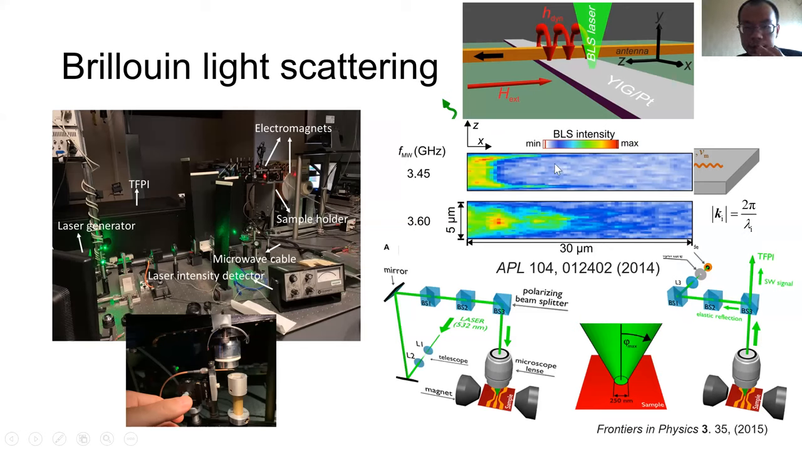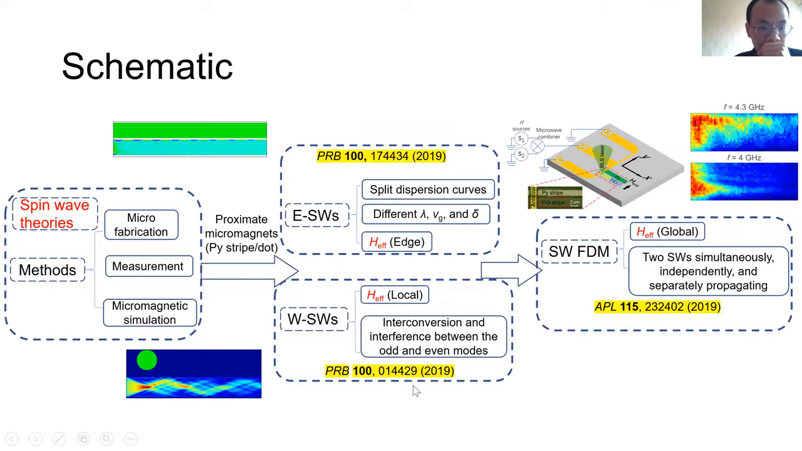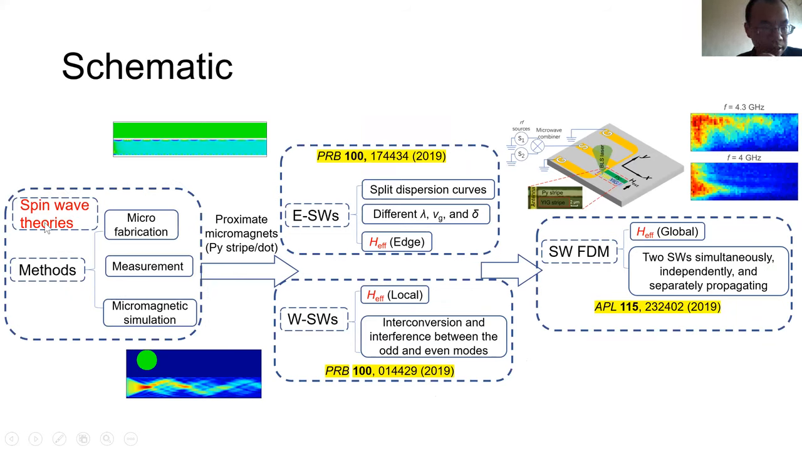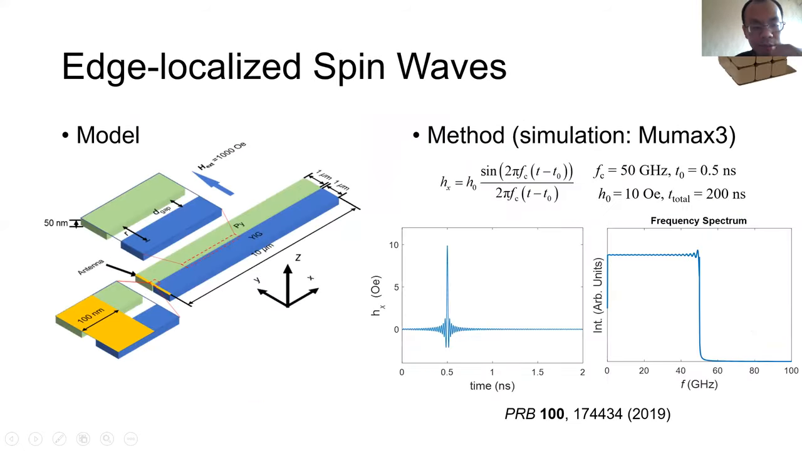So the intensity of the Brillouin light scattering implies the intensity of the spin waves in this space. So at this moment, I finished the first part. Now I would like to talk about my own scientific research. Firstly, I study the edge localized spin waves.